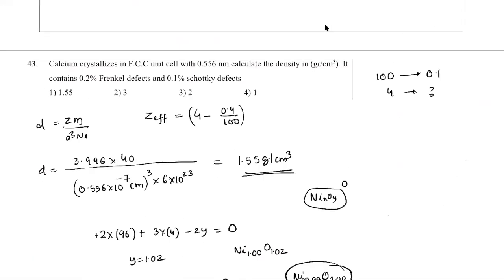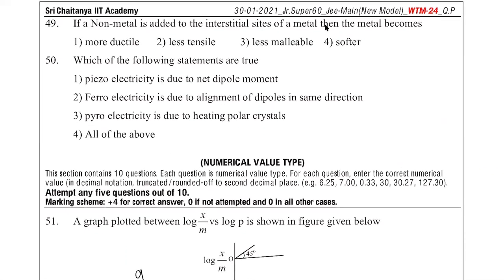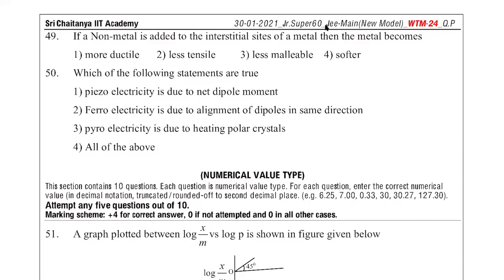Right. Next. The question says, if a non-metal is added to the interstitial site of the metal, then the metal becomes what? Whenever a non-metal is added, for example, if we add carbon to metal, it will become hard, as well as it will have more ductility effect. Got it? This will have more ductility effect.